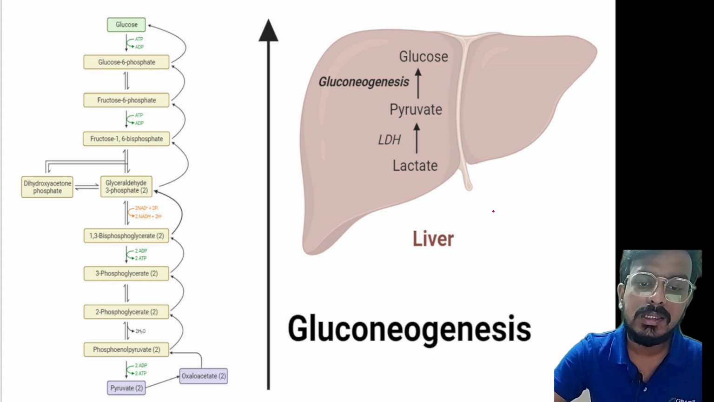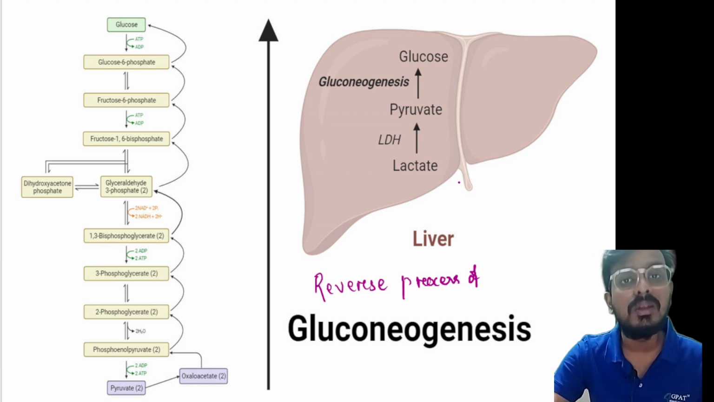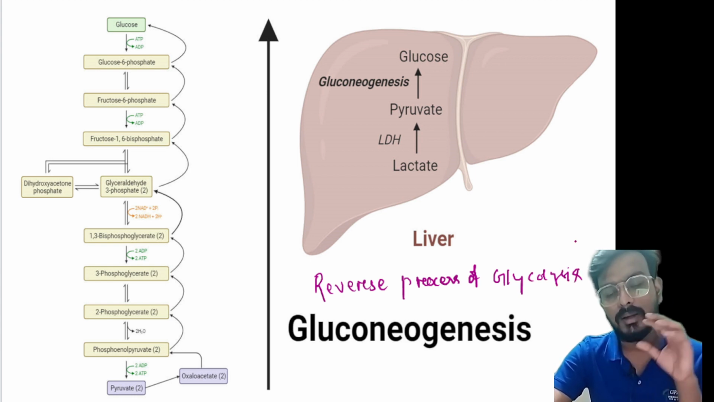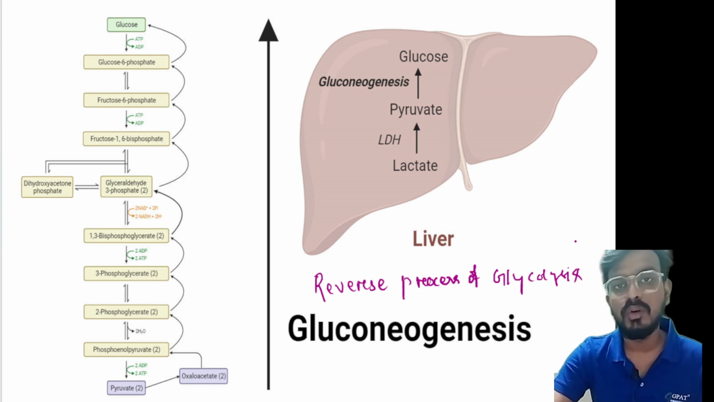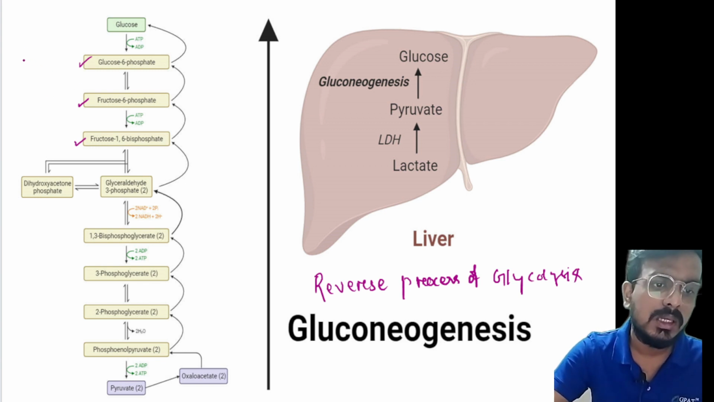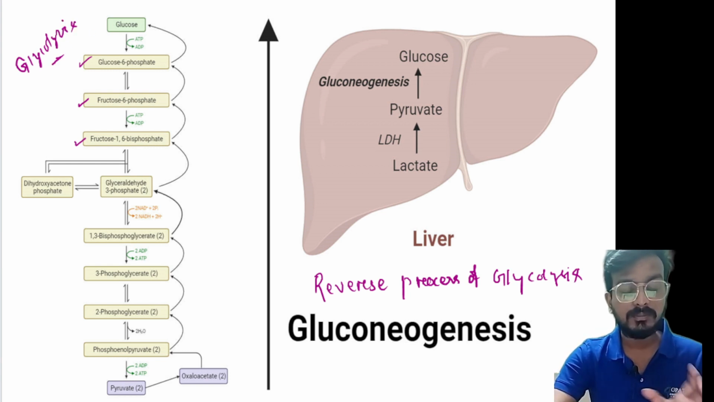So remember, gluconeogenesis is basically the reverse process of glycolysis. We can say gluconeogenesis is just the opposite of glycolysis. If I go from top to bottom, from glucose 6-phosphate to fructose 6-phosphate, fructose 1,6-bisphosphate, 1,3-bisphosphoglycerate, 3-phosphoglycerate, 2-phosphoglycerate, phosphoenolpyruvate, and pyruvate, this is carried out in glycolysis, which means oxidation of glucose. But here you can see this is just the reverse.